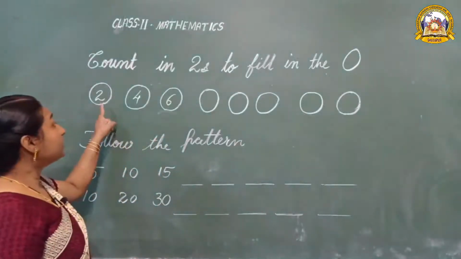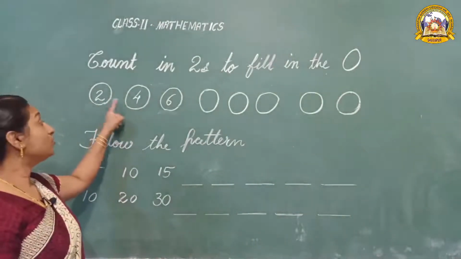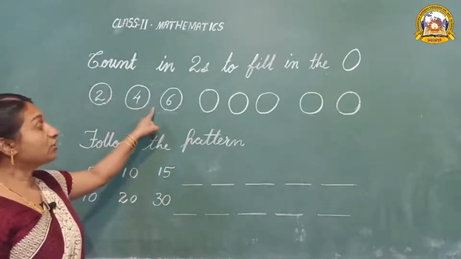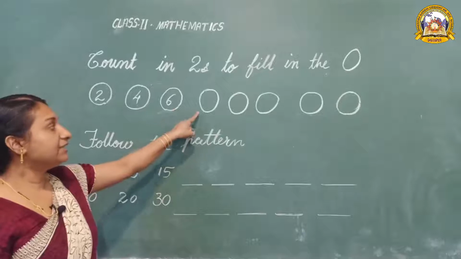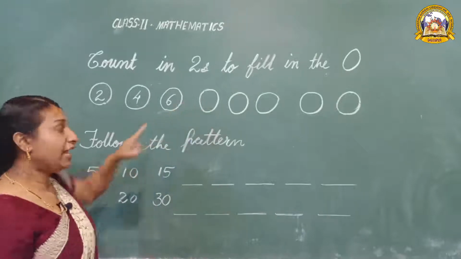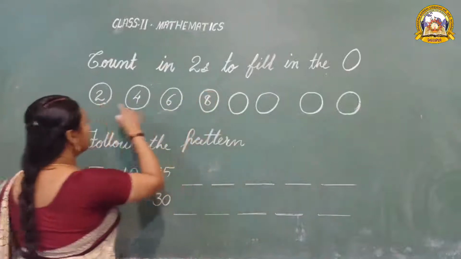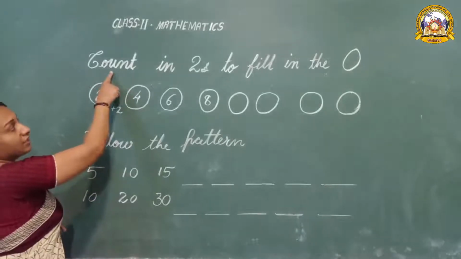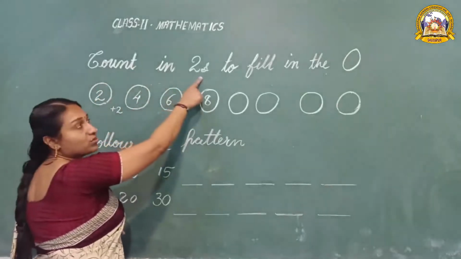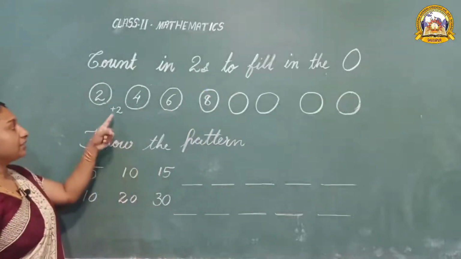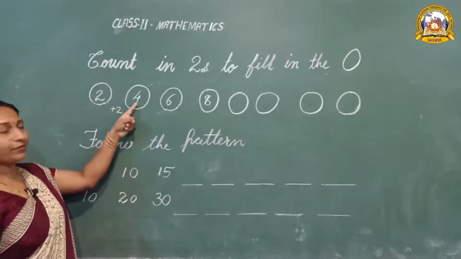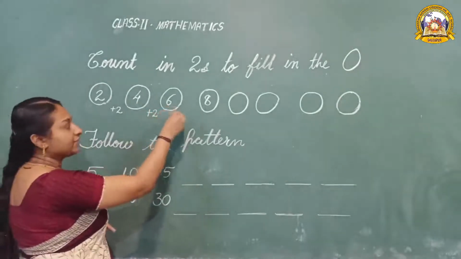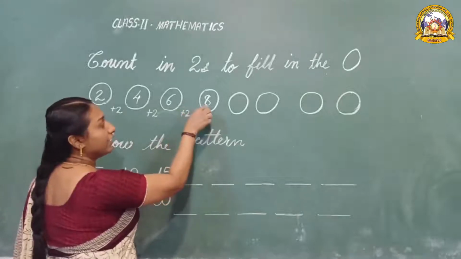Did you listen here? What is the difference between these two numbers? Yes, 2. 2 plus 2 is 4. 4 plus 2 is 6. Then 6 plus 2 is 8. Because here we can see count in twos to fill in the blanks. So 2 plus 2 is 4, then 4 plus 2 is 6, then again plus 2 is 8.